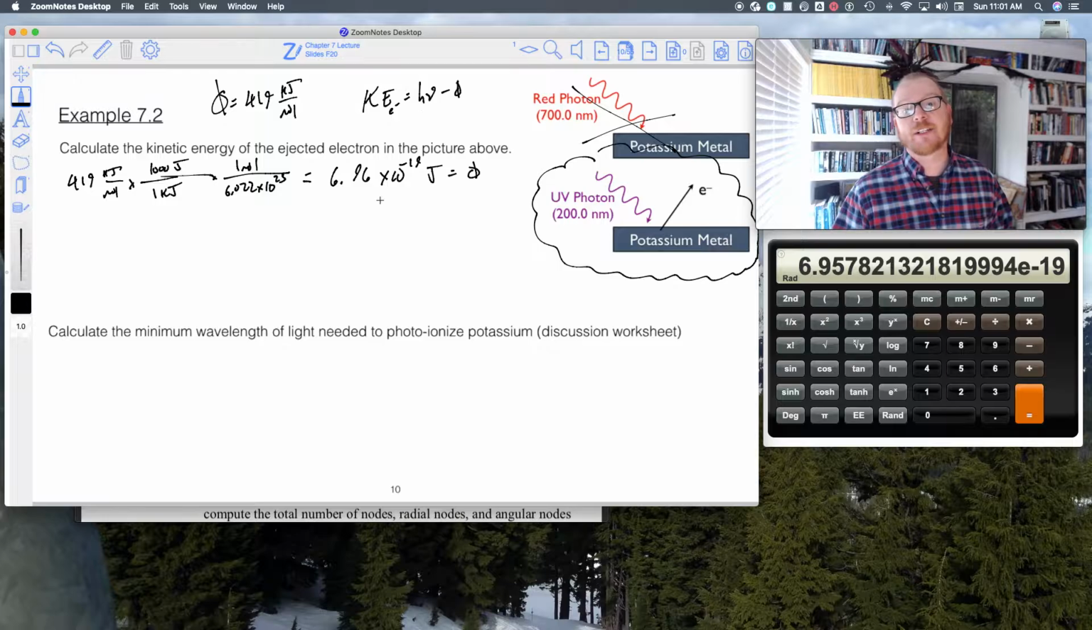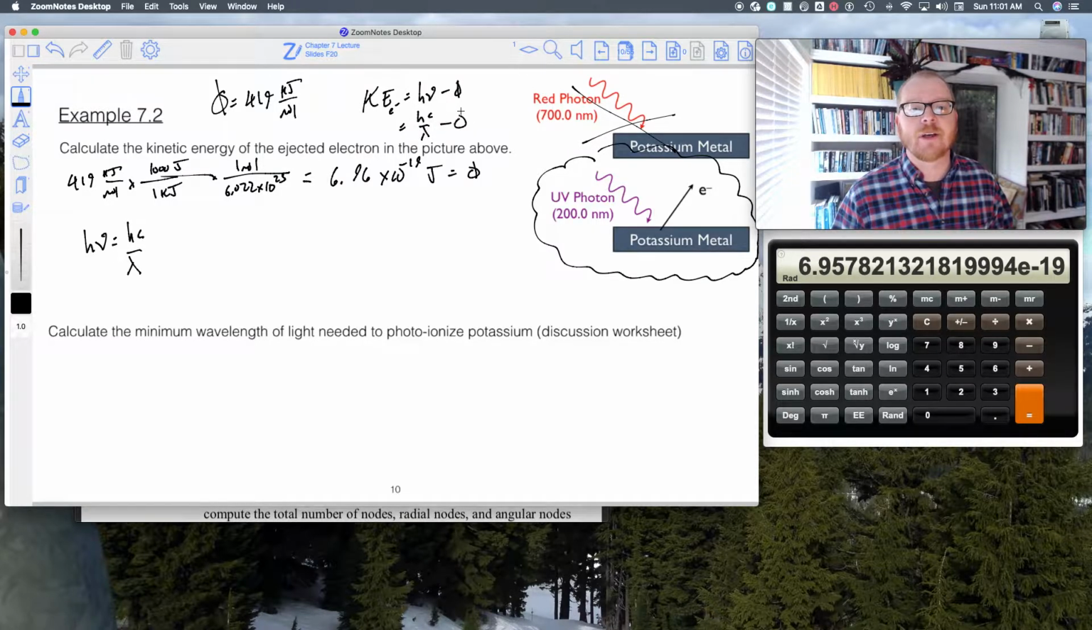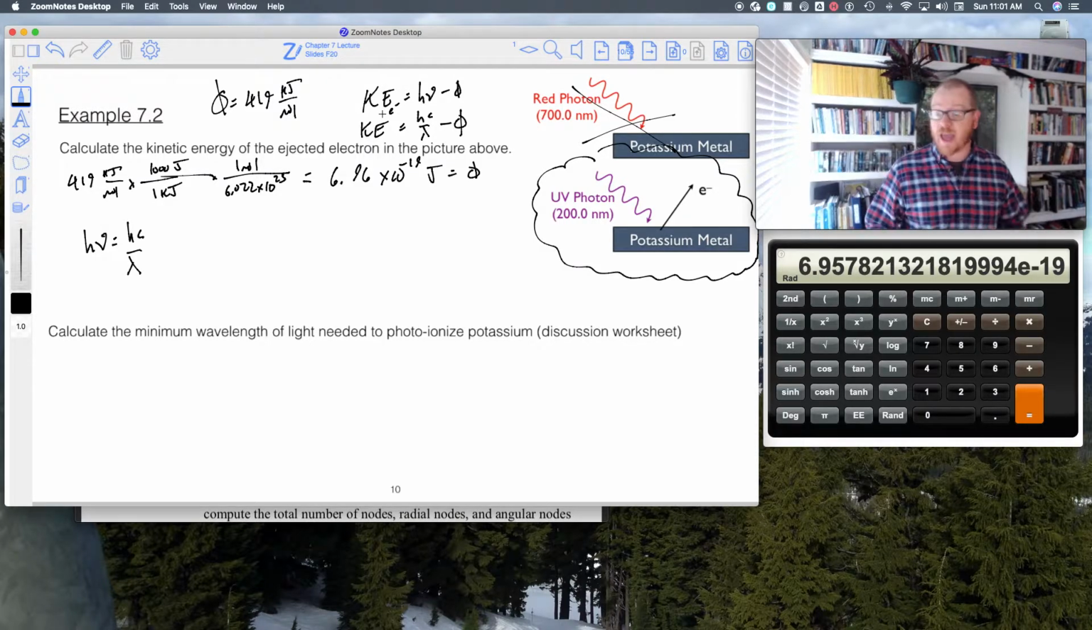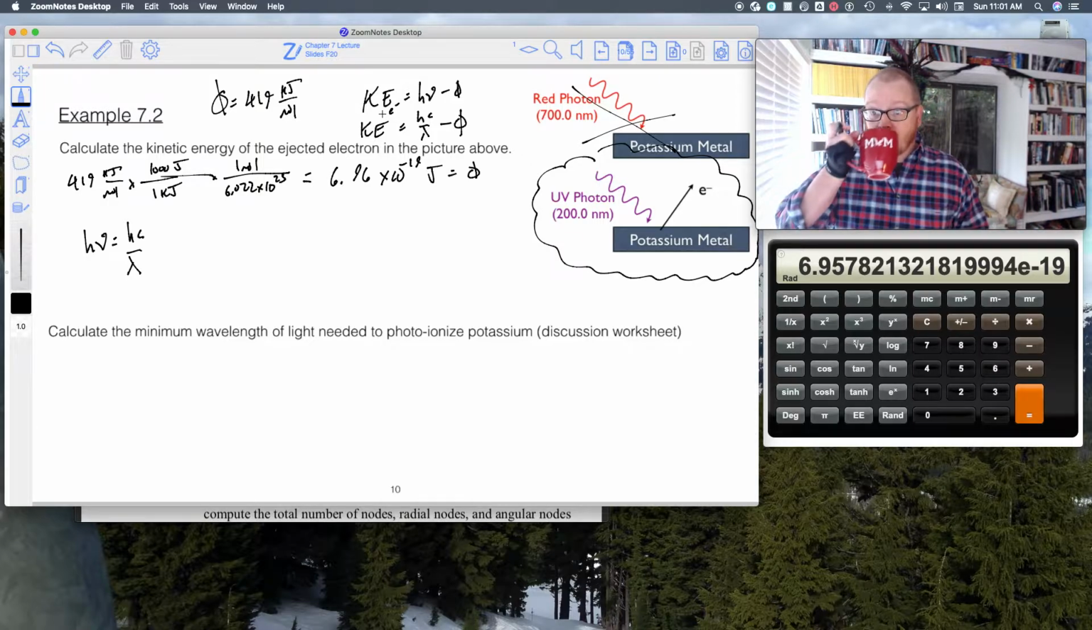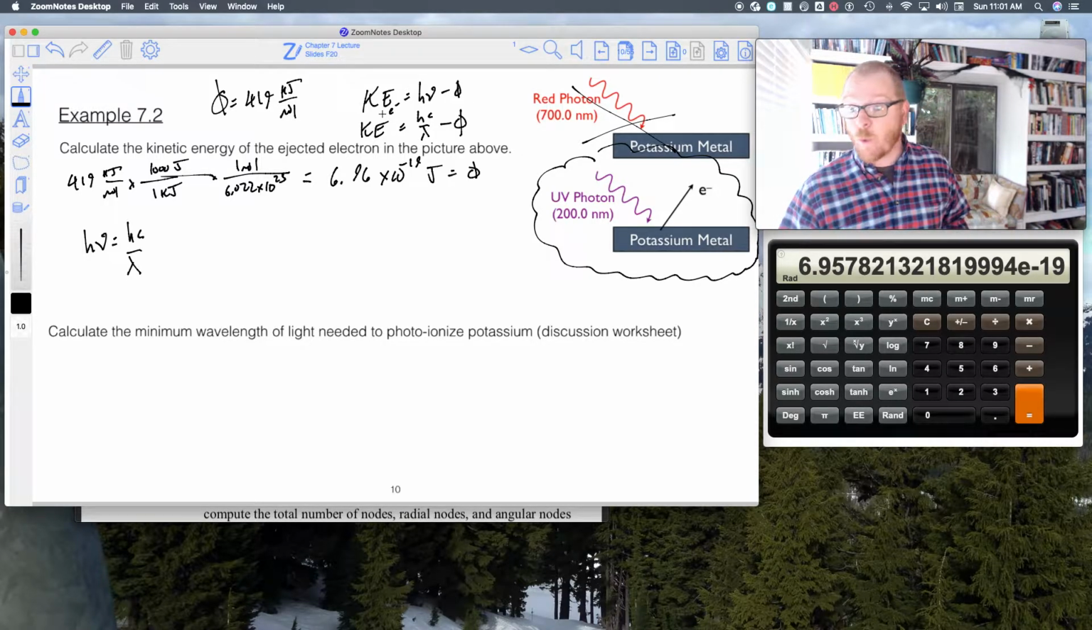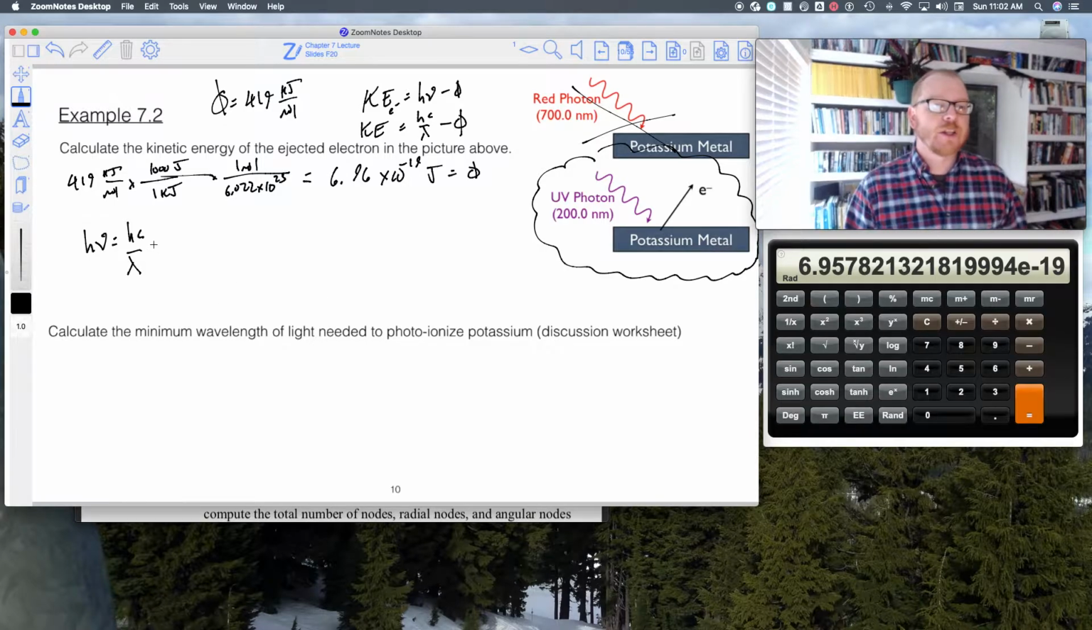Now I have to calculate this quantity h nu, but I don't have the frequency in this picture. I have the wavelength. So I recognize that h nu also equals hc over lambda. So in this equation, I can also say that hc over lambda minus phi also equals kinetic energy. Either one of those is okay, depending on whether I have the frequency or the wavelength. In this case, I have the wavelength, okay? So let's do that calculation.